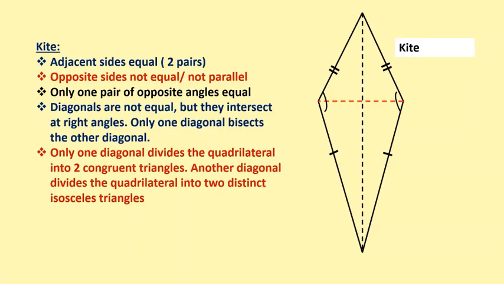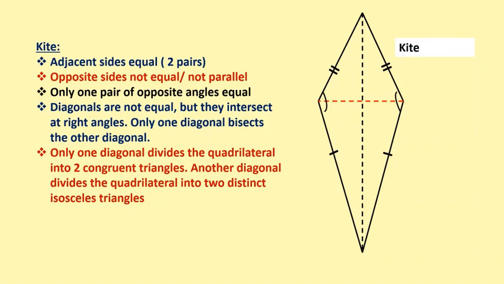Now, kite features. I have listed the kite features. You can observe 2 cut, adjacent sides equal. 1 cut, another adjacent side. So there are 2 such adjacent pairs. They are equal. Then only one pair of opposite angles equal. You can observe there I have marked one loop, opposite angles. Only one pair equal.